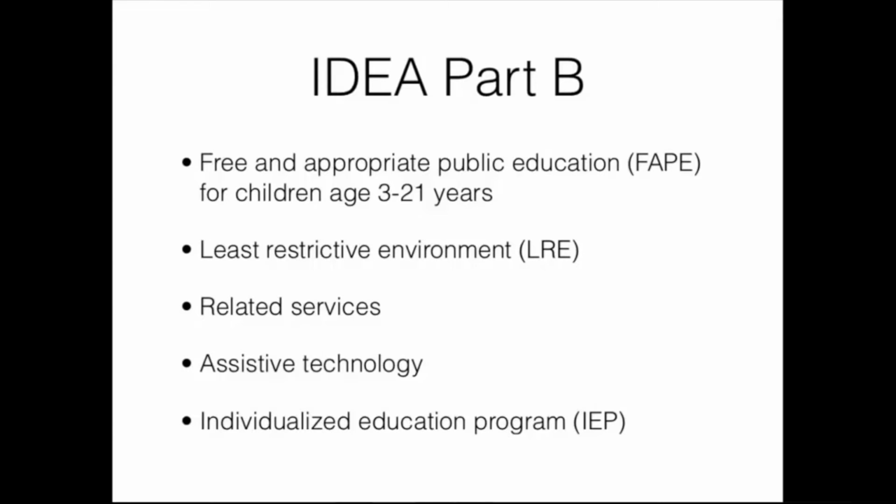IDEA also provides assistive technology for students. Assistive technology can be devices, so these can be off-the-shelf, modified, or customized devices that will increase, maintain, or improve functional capabilities of children with disabilities. And this assistive technology can also be in the form of services that directly assist with selection, acquisition, or use of assistive technology devices. So assistive technology can be devices or the services needed to support those devices. IDEA Part B also lays out the plan for the child, which is known as the Individualized Education Program, or the IEP. And we'll talk about that in a little more detail later.